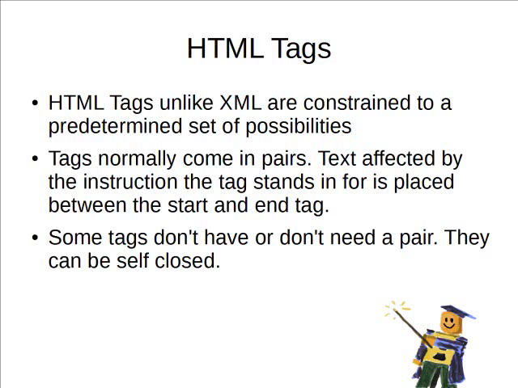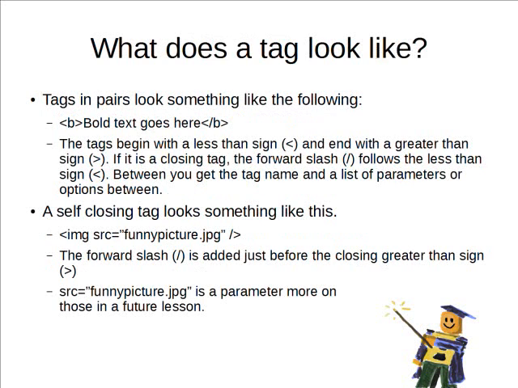So let's continue on. What is this tag? I keep talking about tags, but you don't know what they look like. If you've got tags in pairs, they kind of look like this. If you see right here, we've got this B tag, basically. B stands for bold. That's why I have the text "B goes here."